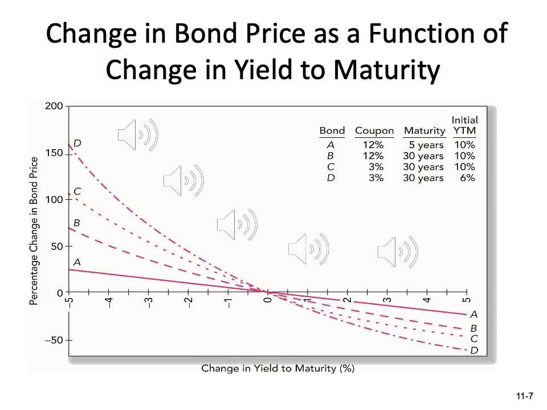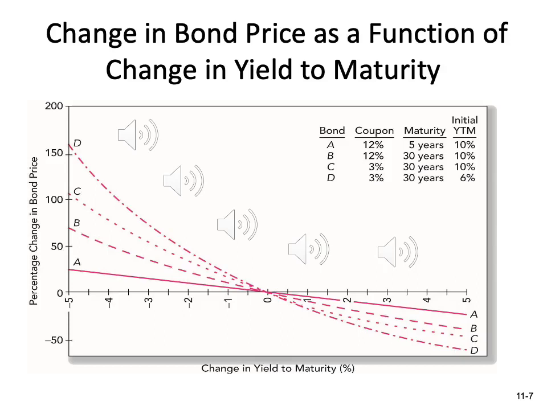When you're comparing bond B and bond C, both bonds have the same maturity, 30 years, initial yield to maturity 10%. But bond B has a higher coupon rate, 12%. Bond C has a lower coupon rate, only 3%. Comparing bond B and C, which one is more sensitive to the percentage change in the yield? Well, bond C will be more sensitive because bond C has a lower coupon rate, while bond B has a higher coupon rate.